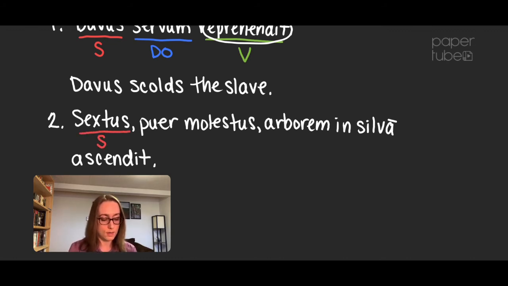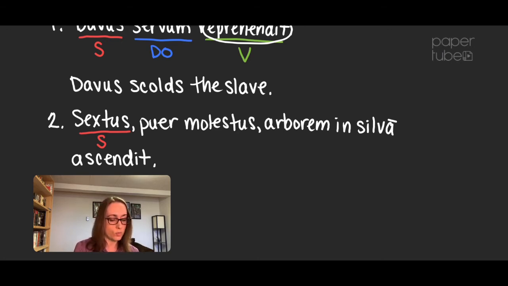Some of you might be saying, well, can't molestus be my subject too because it ends in -us? Here's where you need to know the difference between a subject and an adjective. Now, I'm not making you label the adjectives, but molestus is an adjective and it means annoying. Sextus, puer molestus, it's just renaming. Puer molestus is a complement renaming Sextus. So you could also say that puer molestus is the subject, but Sextus is our first subject and we're going to leave it at that.